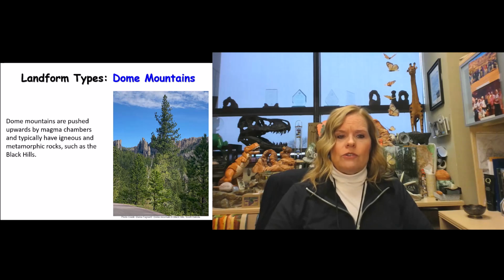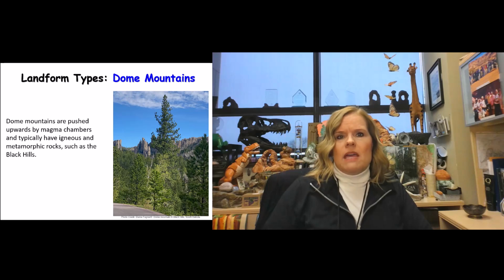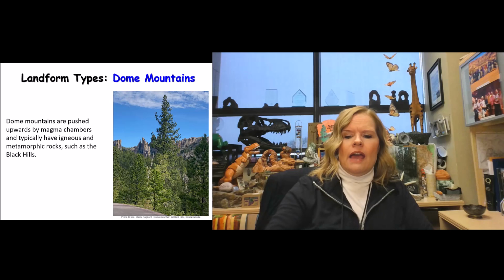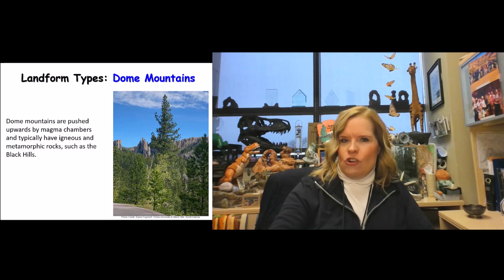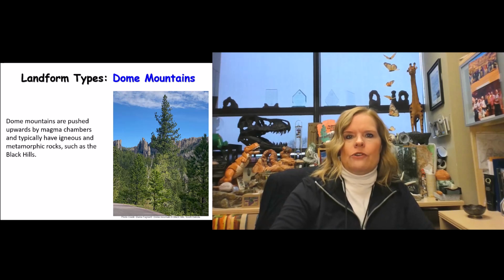So dome mountains typically have their roots, the insides of them, made of igneous and or metamorphic rock instead of sedimentary. And that's important because there are things like granite or gneiss, which is a metamorphic type of rock, but granite's igneous.